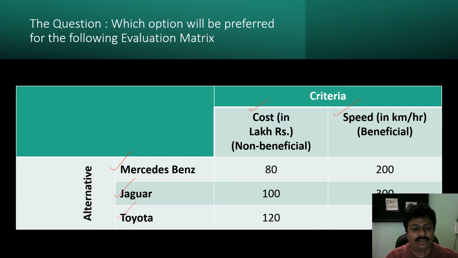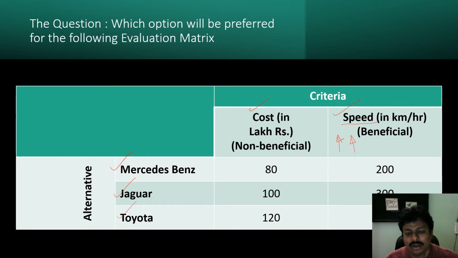Beneficial criteria means the criteria which is related proportionately with the objective of the decision. That means the more the speed of the car, the more my preference to buy that car will be. Our objective is to buy a car, and if the speed of the car is more, then the preference of selecting that car will be more.